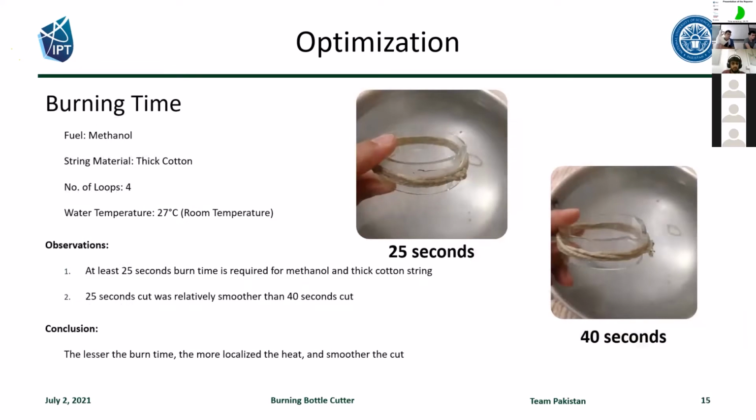Coming to burning time, the intent here was to get the least burning time for methanol and the thick cotton string at which we would get a cut, and also to see how the smoothness of the cut varied from time to time. The fuel was methanol, the string material was thick cotton, the number of loops was 4, and the water temperature was 27 degrees Celsius, which was the room temperature. For our observation, at least 25 seconds of burn time is required for methanol and thick cotton string, and the 25 seconds cut was relatively smoother than the 40 seconds cut. So in conclusion, the lesser the burn time, the more localized the heat and the smoother the cut.